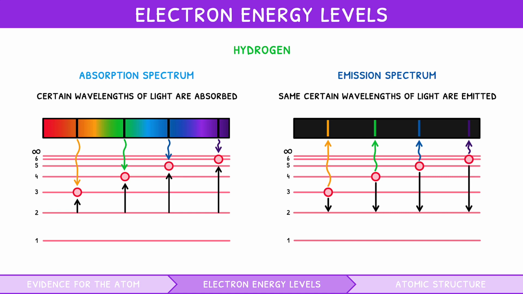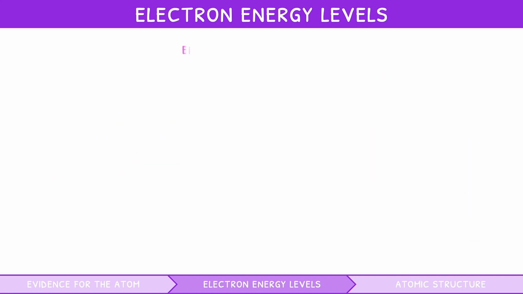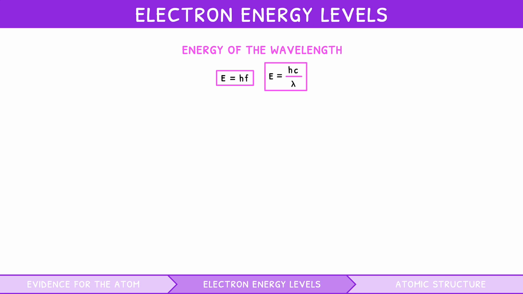The IB expects you to be able to calculate the energy of the absorbed or emitted wavelength and thus energy jump of the electron. If you take IB chemistry, you may already be familiar with the required formulas, which are energy equals Planck's constant times frequency, or energy equals Planck's constant times speed of light divided by wavelength. In these, Planck's constant is 6.63 times 10 to the minus 34 joule seconds, and the speed of light is 3 times 10 to the 8 meters per second.